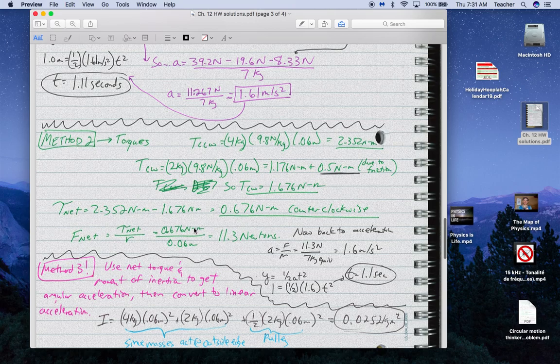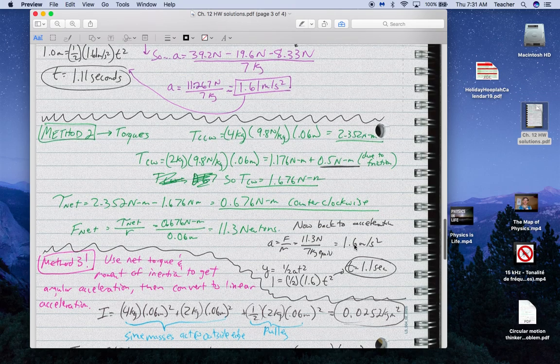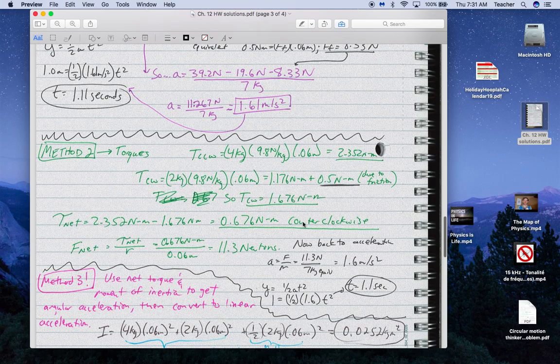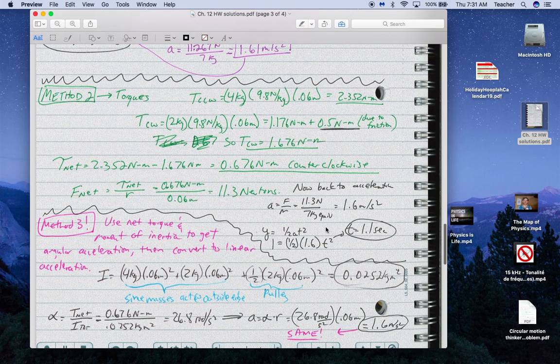That divided by the radius would give me the force, since torque is equal to perpendicular force times the distance. So that's 11.3 newtons. Gives me the same thing I had up here, by the way, 11.3 newtons, and then divide it by the equivalent mass.